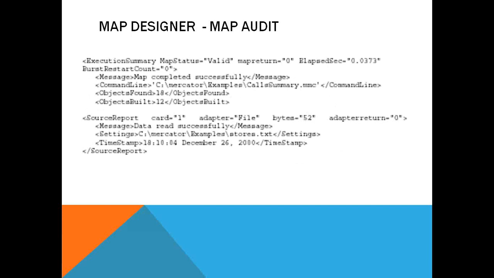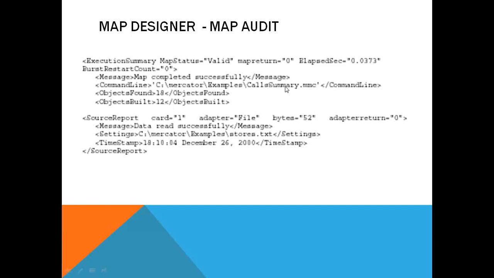See, it looks like an XML file. See here, execution summary, map status valid, map return 0. That means the message is map completed successfully for 0. Similarly, if something like 18, it will show one or more invalid. For every message, there will be a map and elapsed time, how much time the execution took. Restart count is only 0. There is no restart. And in total 18 objects have been found and 12 objects have been built.